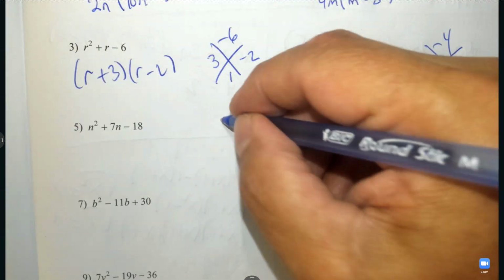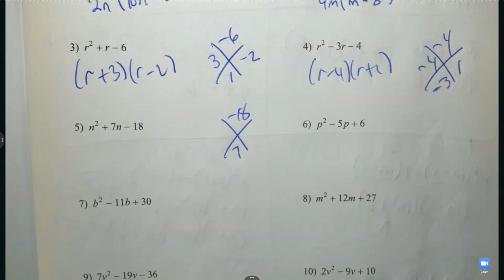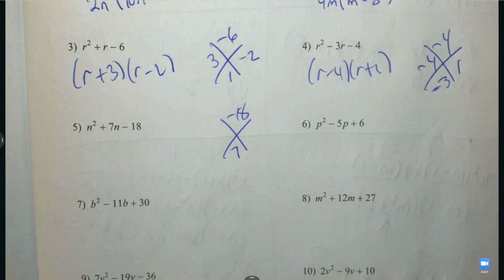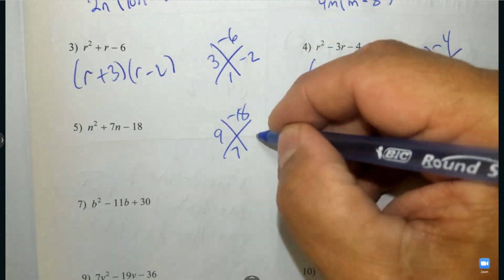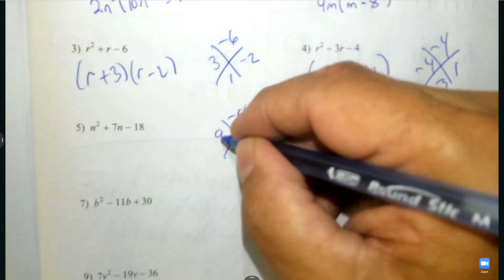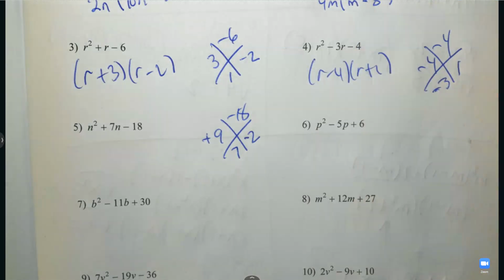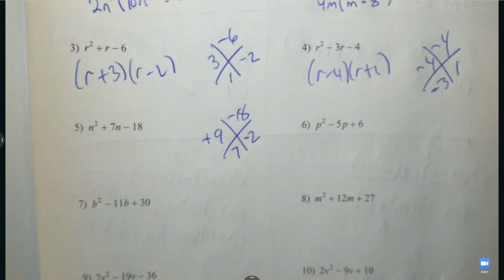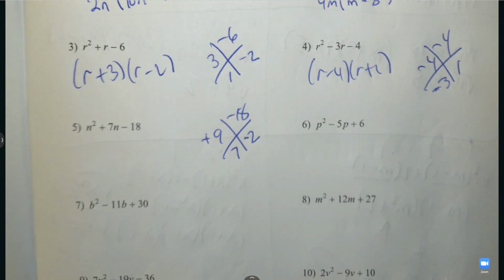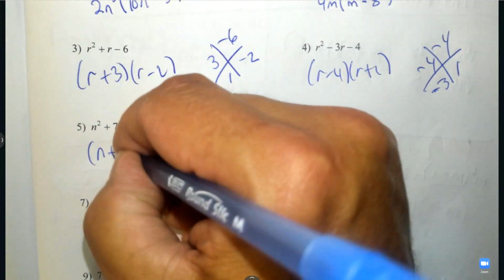Number 5, again, a basic trinomial, negative 18 and 7. Two numbers that multiply to negative 18, they subtract to 7 because 18 is negative, so that's 9 and 2. And because 7 is positive, the bigger number is positive, and the smaller number is negative, so it fits. So the two numbers for the factors are positive 9 and negative 2.